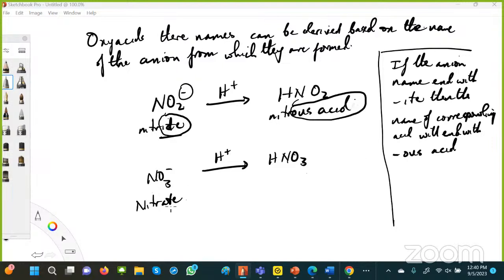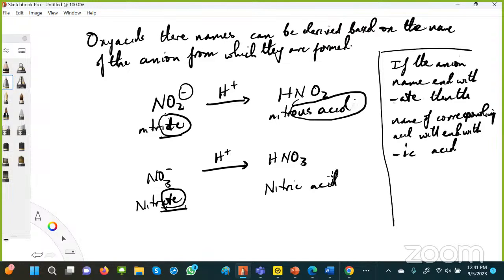Now, what about where the name of the anion ends with ATE, right? I'm going to make a few changes to the statement that I made here to explain how we name these acids. I'm going to replace ITE with ATE. And in this case, the name of the corresponding acid will end with IC acid, right? So for example, in this case here, the nitrate ion will be converted to the acid, and the name of this acid would be nitric acid.